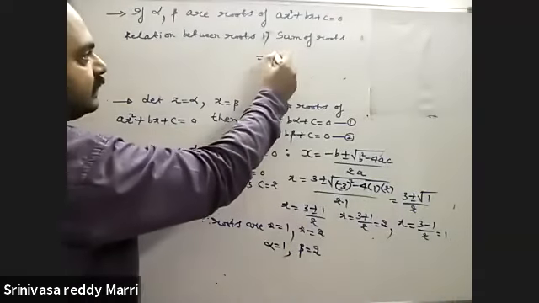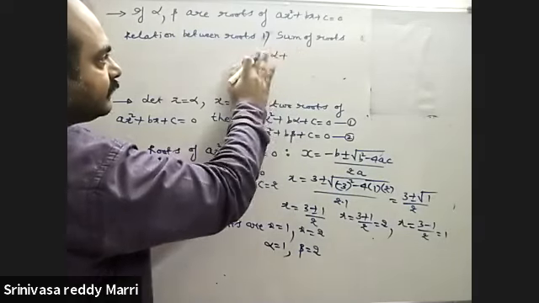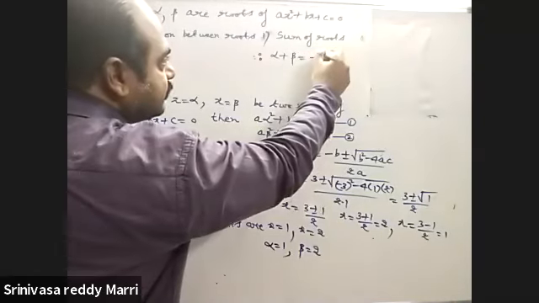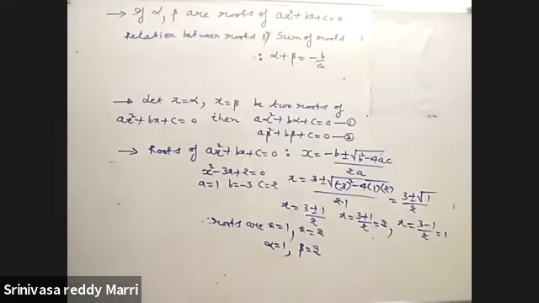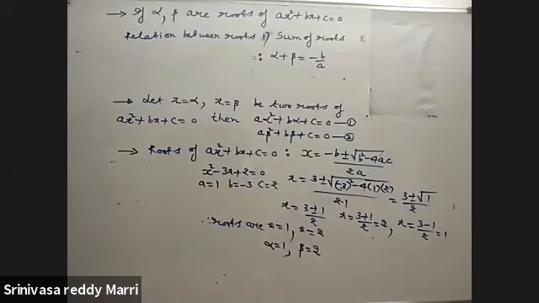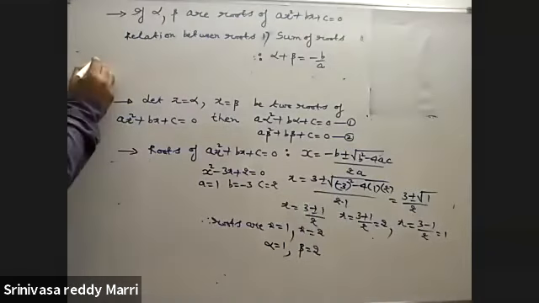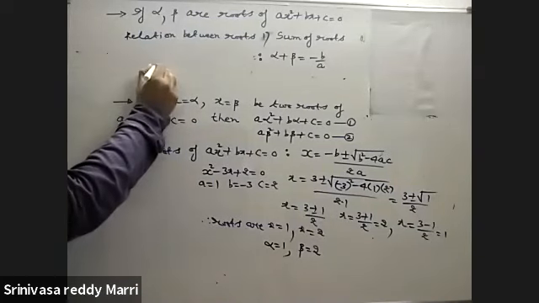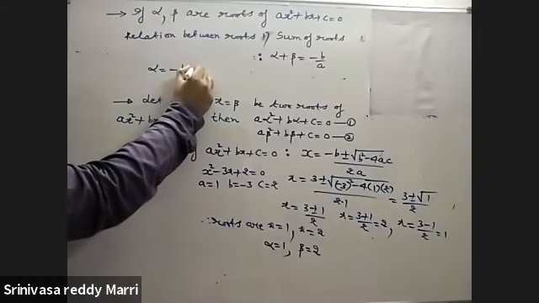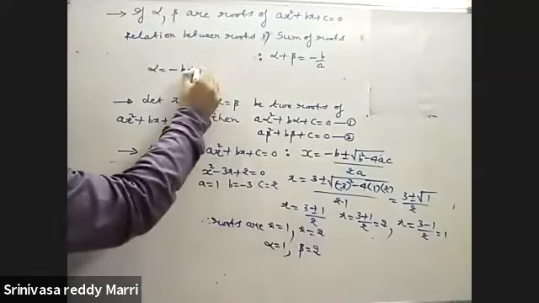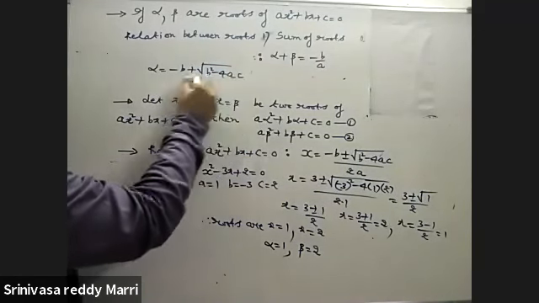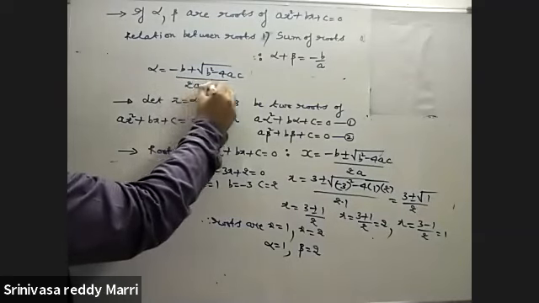Number 1, sum of roots. That means alpha plus beta. Alpha plus beta is nothing but minus b divided by a. Alpha plus beta equal to minus b by a. Now, you know what the roots are? Roots are minus b plus or minus root of b square minus 4ac divided by 2a. Take one root as alpha.